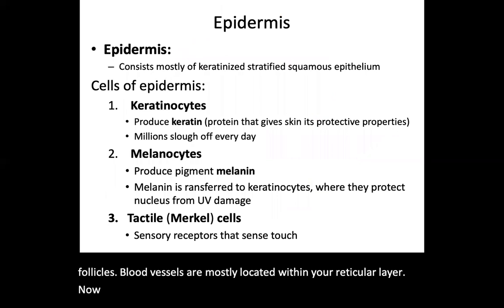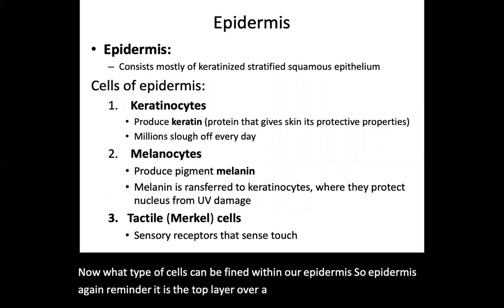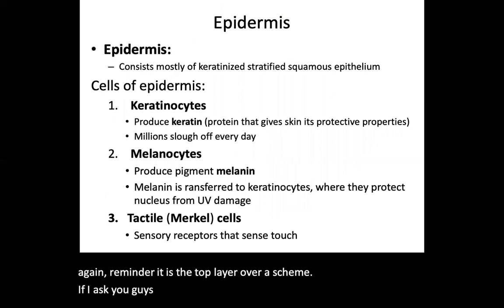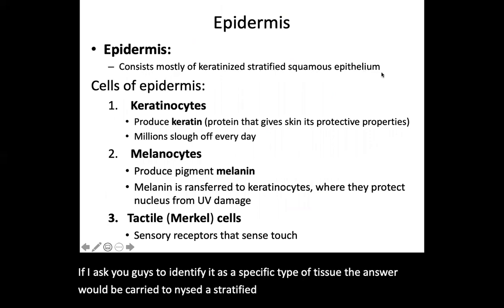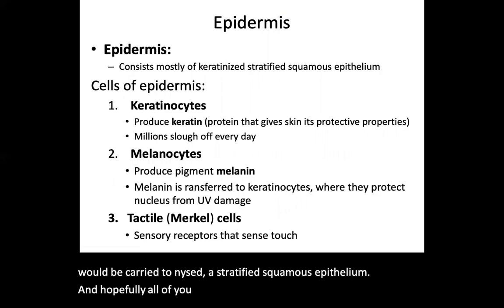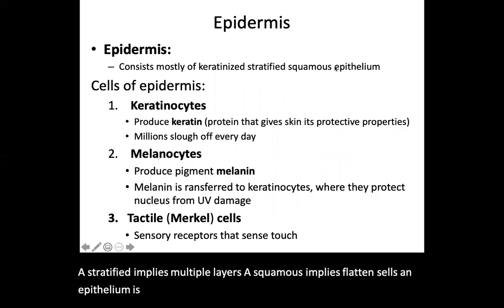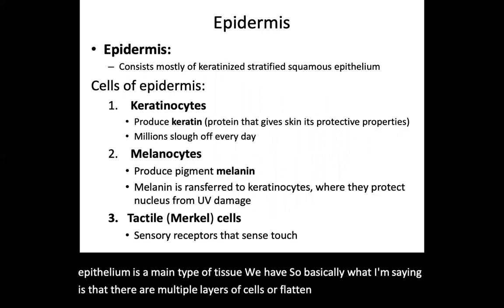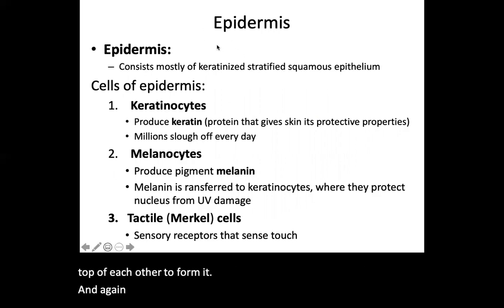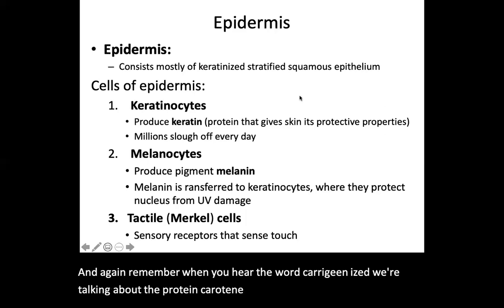Now, what type of cells can we find within our epidermis? The epidermis, again, is the top layer of our skin. If I ask you to identify it as a specific type of tissue, the answer would be keratinized, stratified, squamous epithelium. Hopefully all of you remember from your histology lectures that stratified implies multiple layers, squamous implies flattened cells, and epithelium is the main type of tissue we have. So basically, there are multiple layers of flattened cells stacked on top of each other to form it. And remember, when you hear the word keratinized, we're talking about the protein keratin, which is essential for protection of your skin.